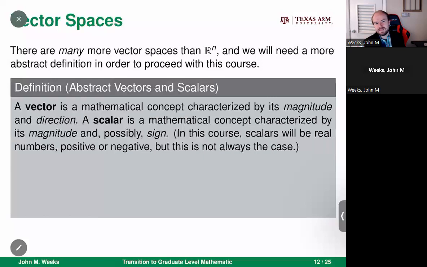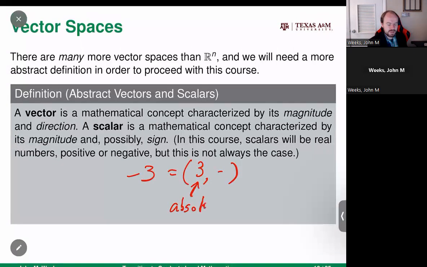So they're characterized by their magnitude, that is their absolute value, distance away from zero, and their sign. So for example, -3 is characterized by 3 and minus. That's the magnitude and its sign all put together. The magnitude is the absolute value of whatever number that is. That's what we mean when we say magnitude here.